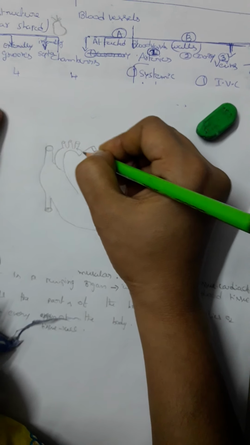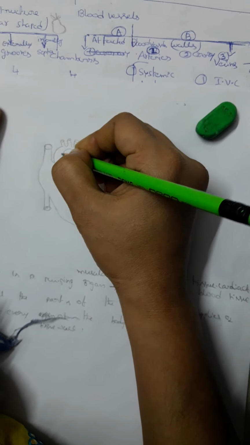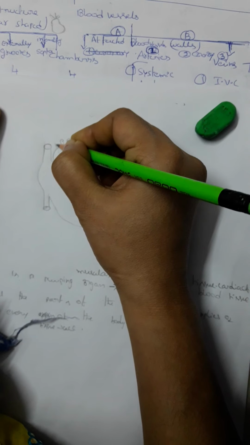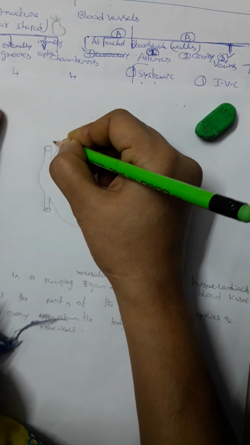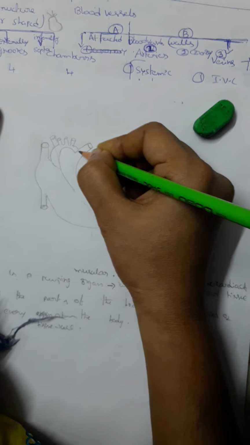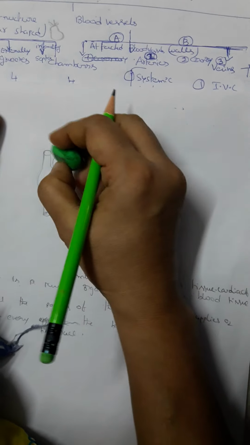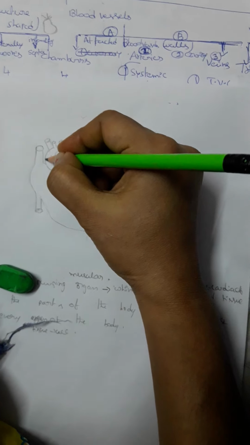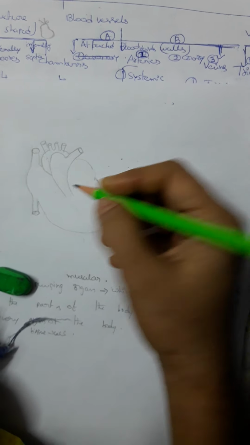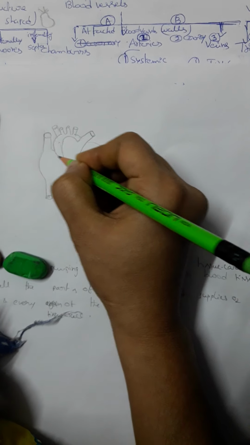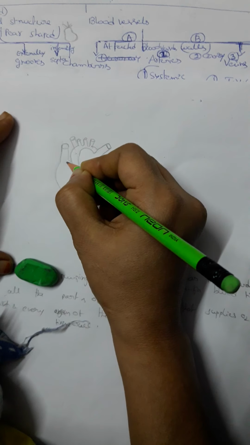So this is the pulmonary artery, and this is systemic aorta, which is continued like this. Now I will draw the chambers.